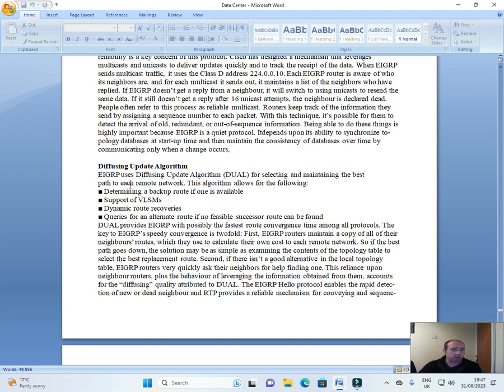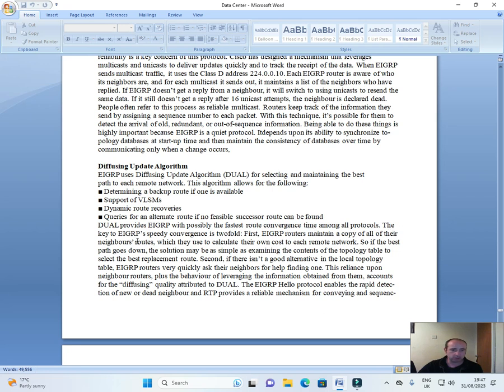Diffusing Update Algorithm. EIGRP uses the Diffusing Update Algorithm, DUAL, for selecting and maintaining the best path to each remote network. This algorithm allows for the following: determining a backup route if one is available, support of VLSMs, dynamic route recoveries, and queries for an alternate route if no feasible successor route can be found. DUAL provides EIGRP with possibly the fastest route convergence time among all protocols.